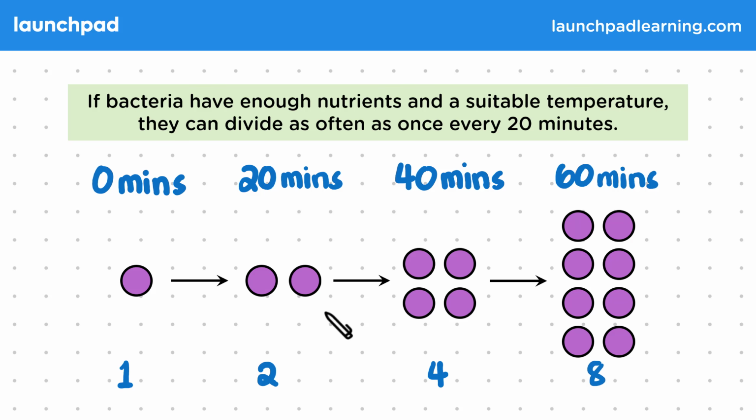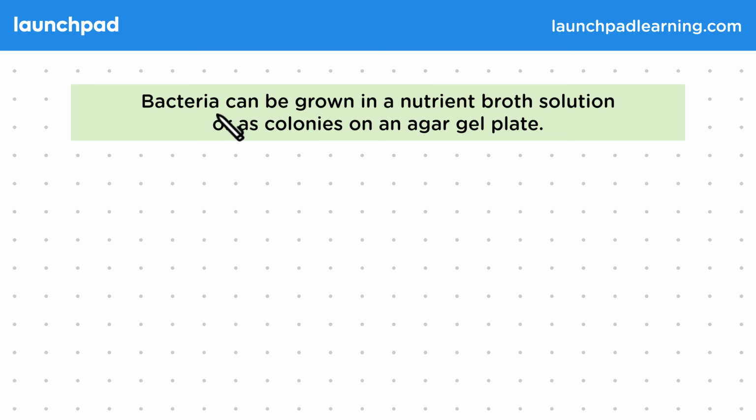So bacteria can go on dividing, but population growth will slow down or even stop if they run out of nutrients. How can we culture microorganisms like bacteria in a lab? Bacteria can be grown in a nutrient broth solution or as colonies on an agar gel plate.